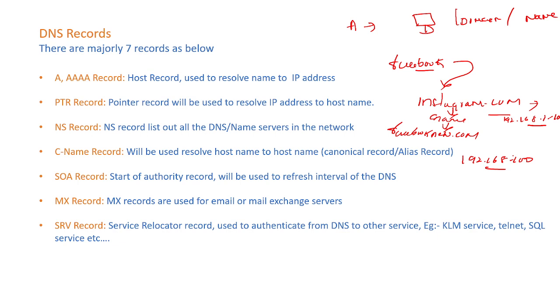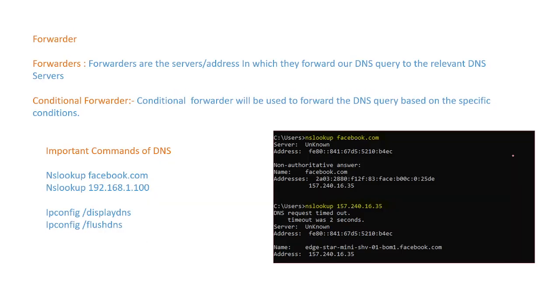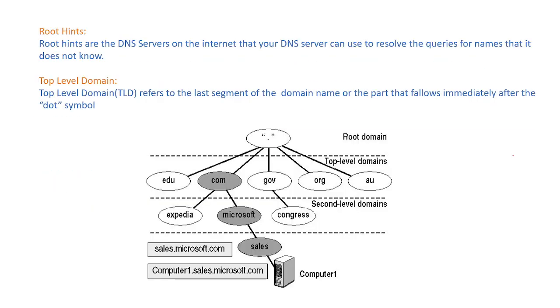So SRV records are the records used to identify or locate a particular service's presence in the DNS estate. Okay, that is about the DNS records. Any questions, guys? If no questions, maybe the last slide actually.